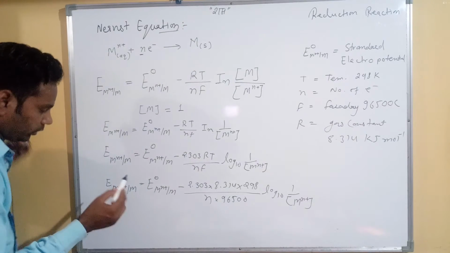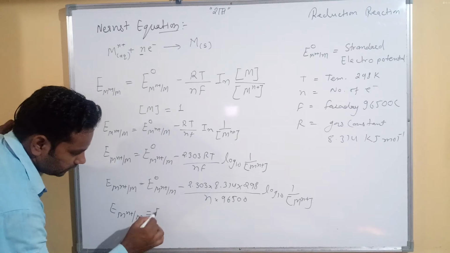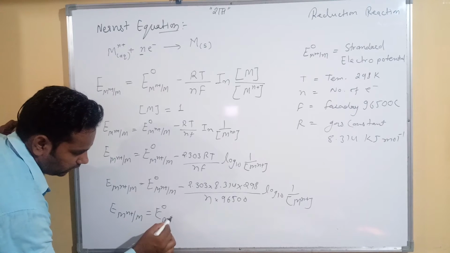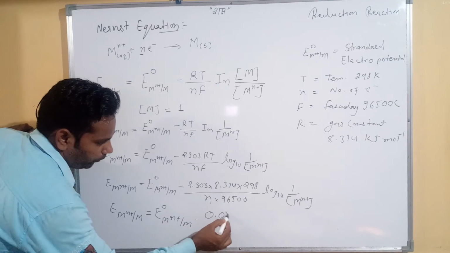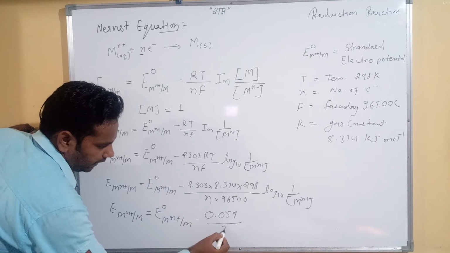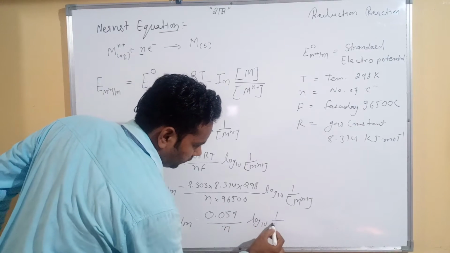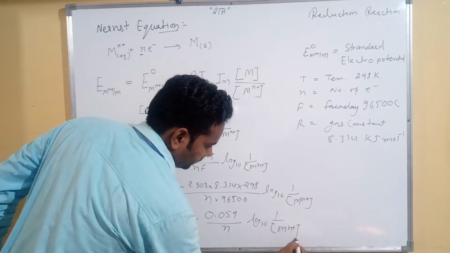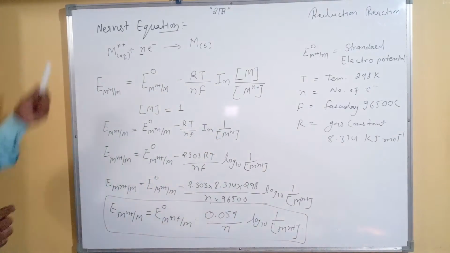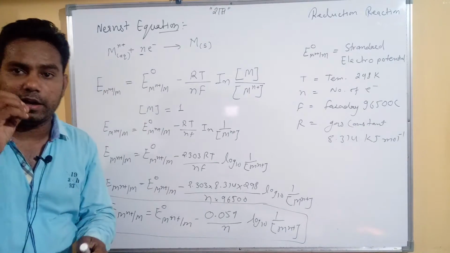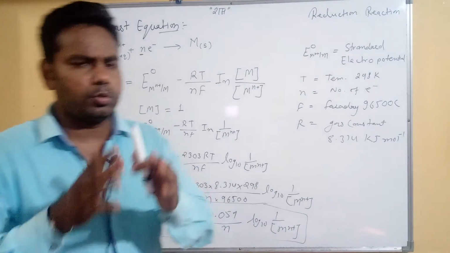So we put the answer of this equation: E M^n+ upon M is equal to E naught M^n+ upon M minus 0.059 upon n, then log 10 of 1 upon M^n+. This is the solution of the Nernst equation for a particular electrode. It is only for a particular electrode, but it is not our final answer.